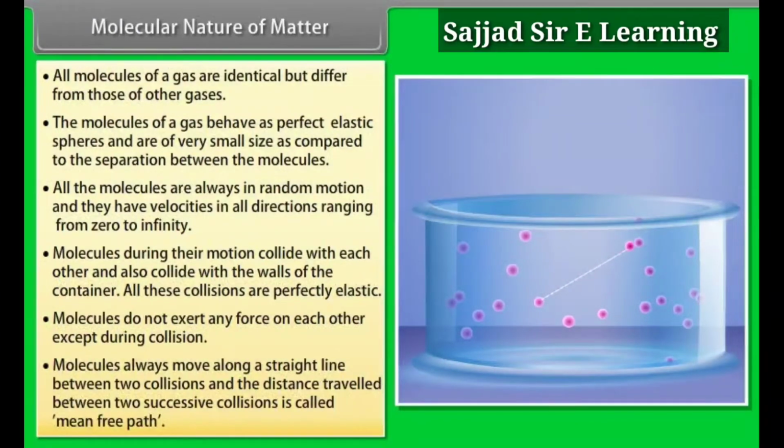Molecules always move along a straight line between two collisions, and the distance travelled between two successive collisions is called mean free path.